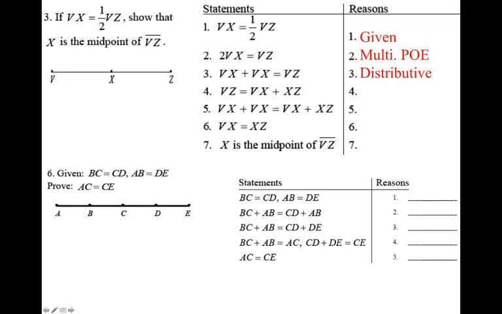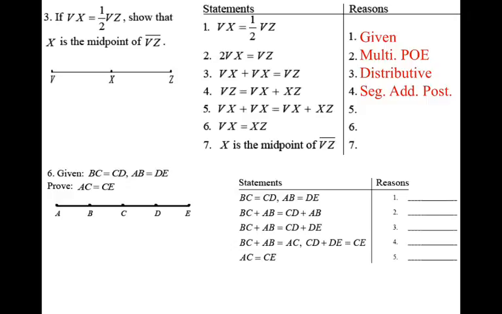And I gave you step 3. Step 3 was the distributive property. It's basically the distributive property backward, because you break up the 2Vx into Vx plus Vx, okay? And then step 4 is saying Vz, so the whole thing, is equal to Vx plus Xz. So that's part plus part equals whole. So that one is segment addition postulate.